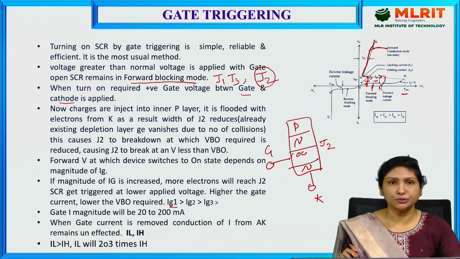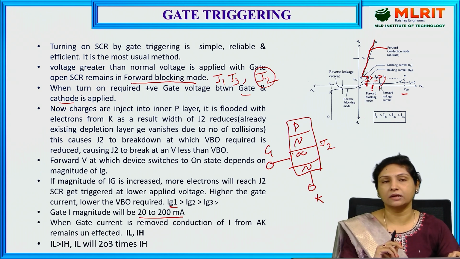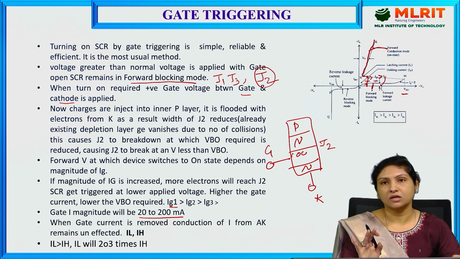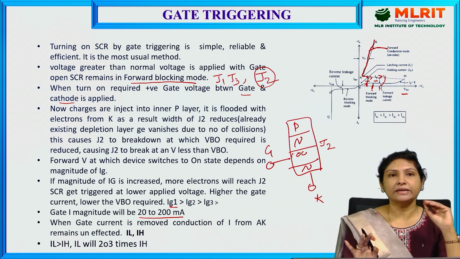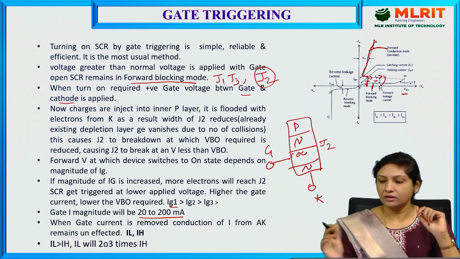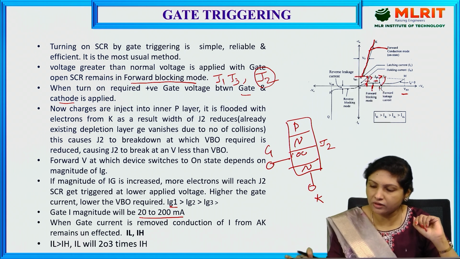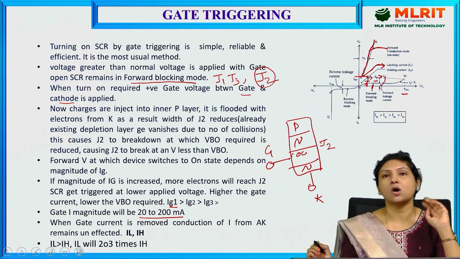Gate current magnitude will be about 20 to 200 milliamperes. This is the magnitude of the gate current required to turn on the SCR. When the gate current is removed, the conduction of current from anode to cathode remains unaffected. That is, while providing the gate triggering pulse, it needs to reach a certain current called the latching current. This is the minimum value of the current in order to bring the thyristor into the on state.